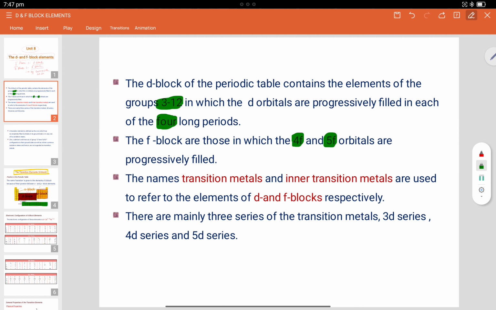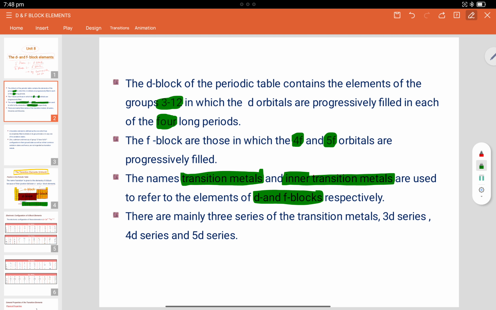The names transition metal and inner transition metal are used to refer to the elements of D block and F block. D block are called transition metal, F block are called inner transition metal. F block, that is inner transition, D block transition. There are mainly three series of the transition metals. These are called 3D series, 4D series and 5D series.